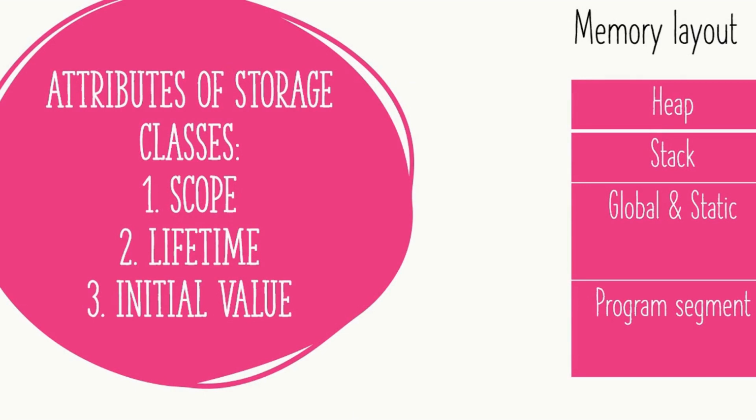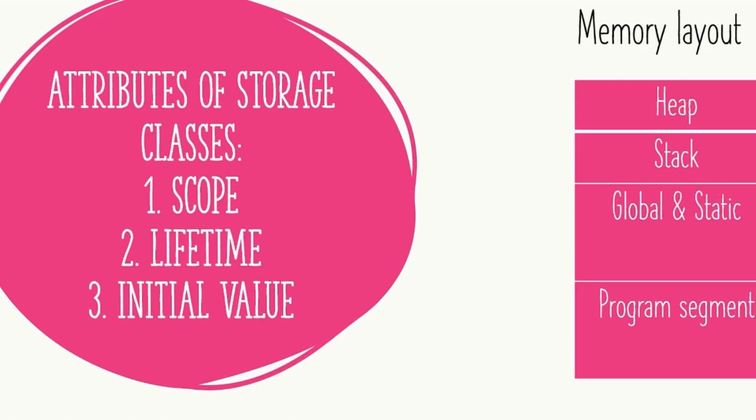The attributes of the storage are listed here: scope, which means accessibility in the program, lifetime, and the initial value. Please don't get confused between scope and lifetime, both are different. Some variables can be accessed only within the function block in which they are defined, and once the control comes out of the block, we can no longer access it. But the lifetime is different. The value of the variable exists either till the end of the program or till the function execution. Let's see more on this shortly with examples.